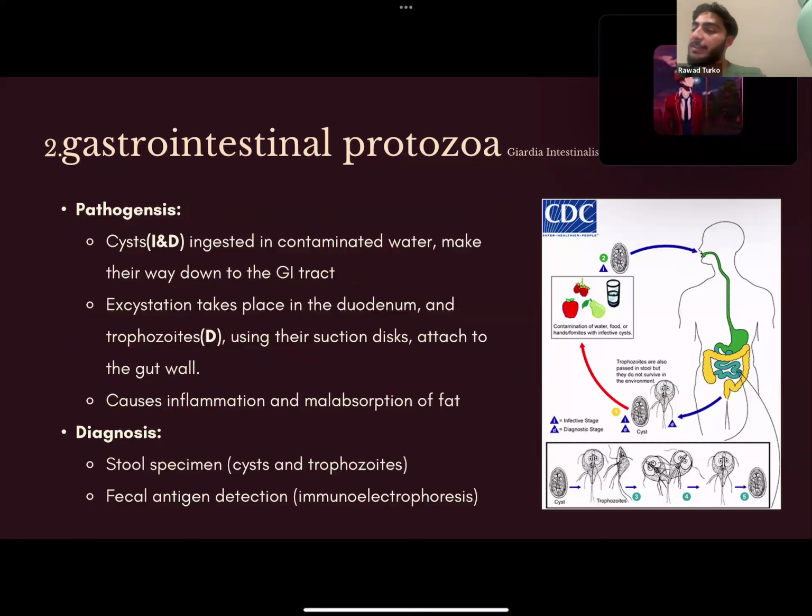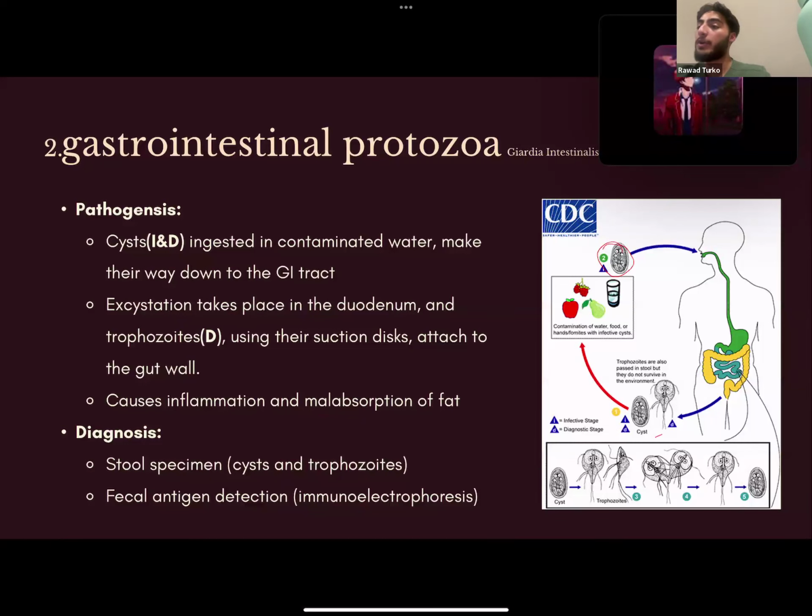So this is the life cycle. Like I mentioned, you're going to be ingesting these cysts. So this is again the infective stage. When I mention infective stage, this is important. Also, by the way, something different about Giardia lamblia is that the cysts can be both infective and diagnostic, and I'll get to that in a minute. It starts when a human ingests these cysts, either from contaminated water or hands or anything like that. Then the cysts make their way down to the GI tract, where excystation takes place. Whatever's inside these cysts comes out, and it matures into a mature trophozoite.